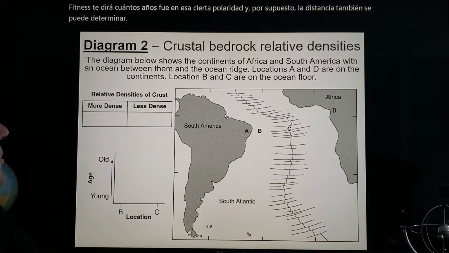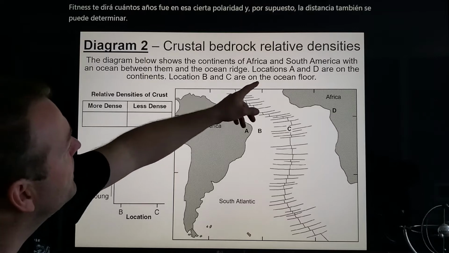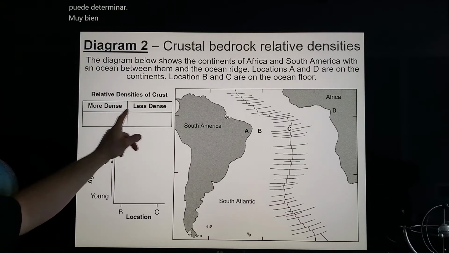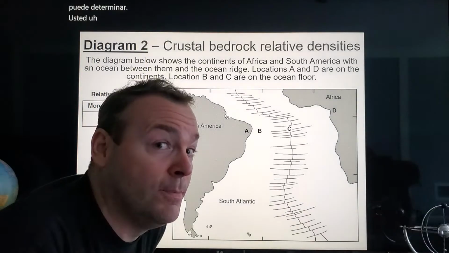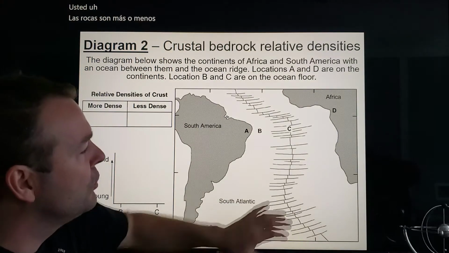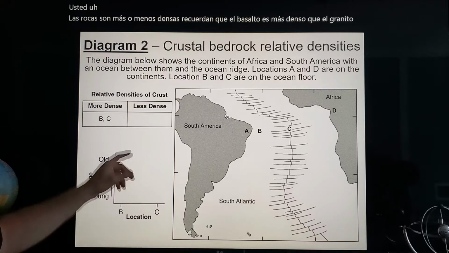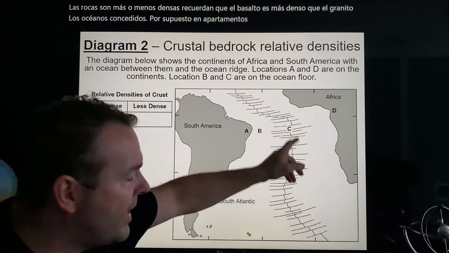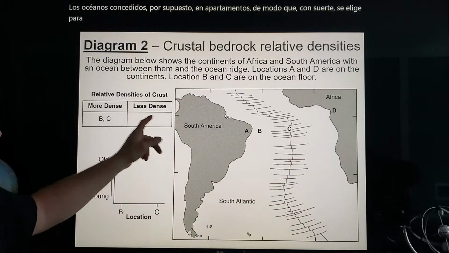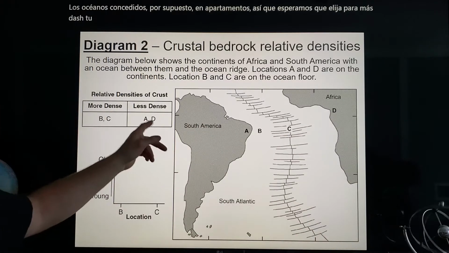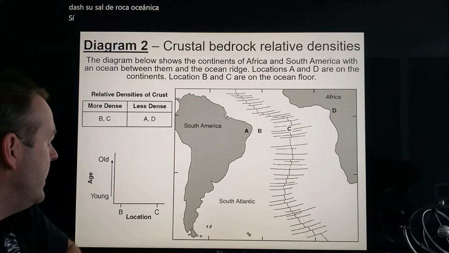All right, on this one it asked you to do a couple different things. Which rocks are more or less dense? Remember, basalt is more dense than granite. Basalt is going to be in the oceans, granite, of course, on the continents. So hopefully you picked for more dense your oceanic rock, your basalt, and for less dense you chose your continental rocks, your granite, your A and D.